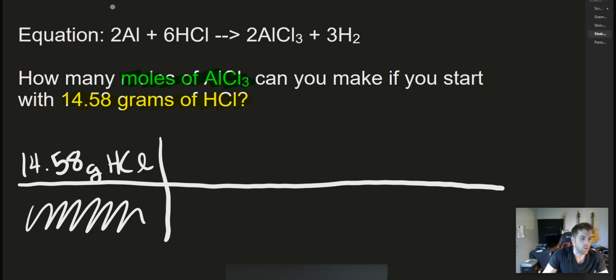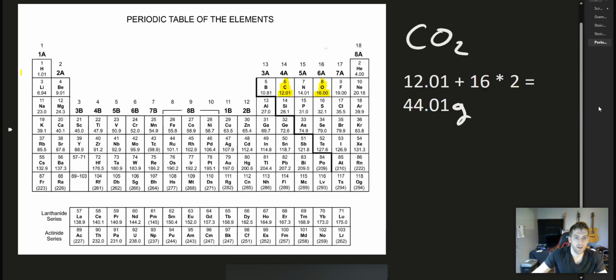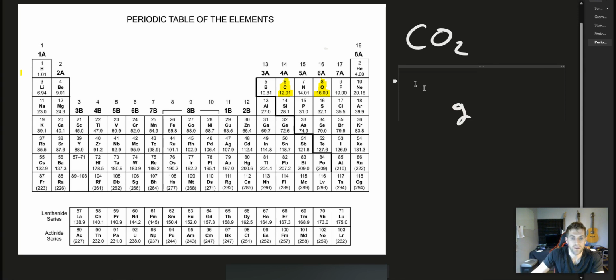Okay. We need to get our mole ratio. But the problem here is that we're starting with grams, so we actually need to find out how many grams are in 1 mole of hydrochloric acid. So we need to use our periodic table right away for this question. So let's pop on over to HCl. We can easily erase this.